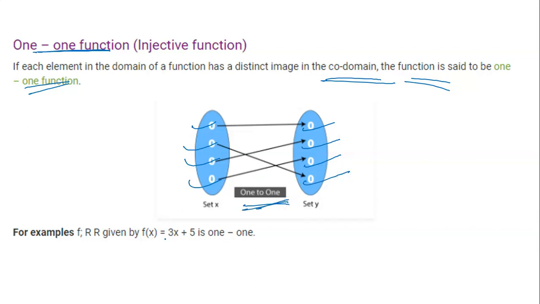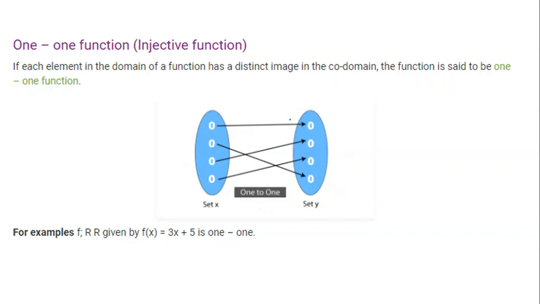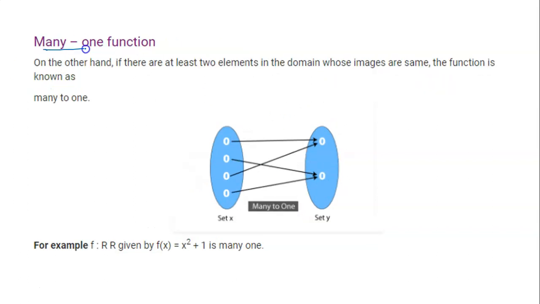Okay, children? Say, a linear function is a one-one function. Many-one: on the other hand, if there are at least two elements in the domain whose images are the same. See, can you see this? This value and this value are having the same image. So this will be called many to one. Suppose I give you an example: f(x) equals x square plus 1 is a many-one function.